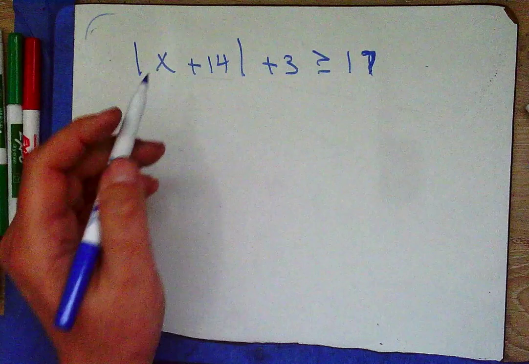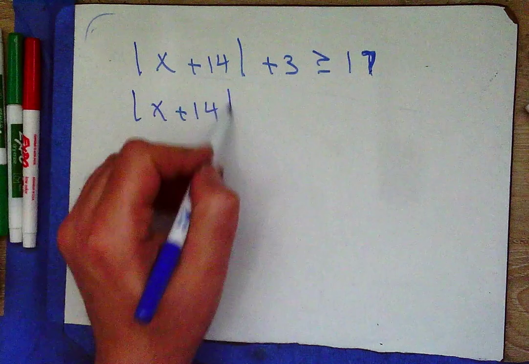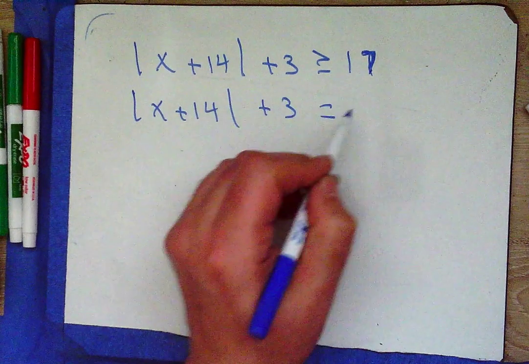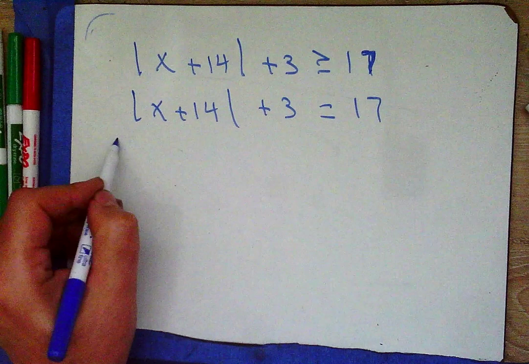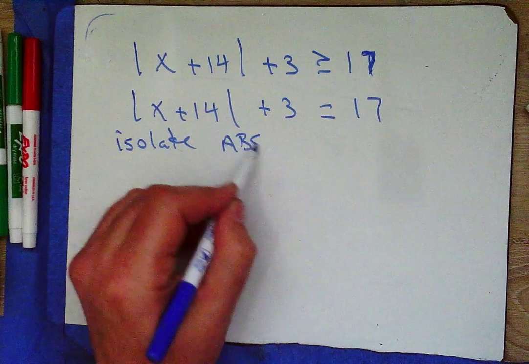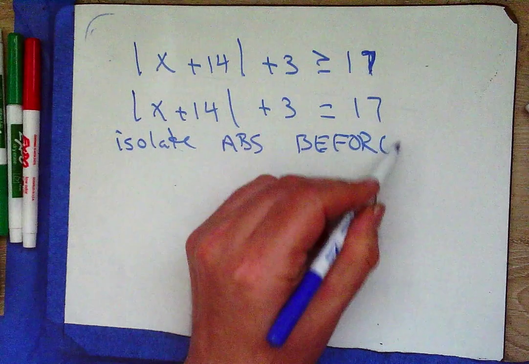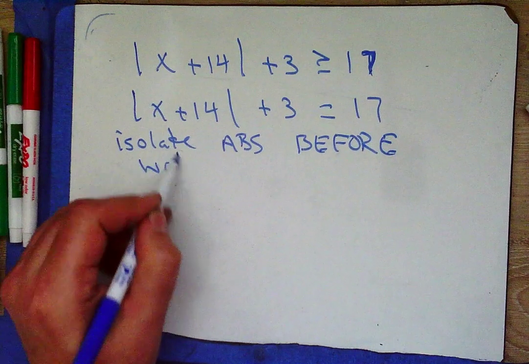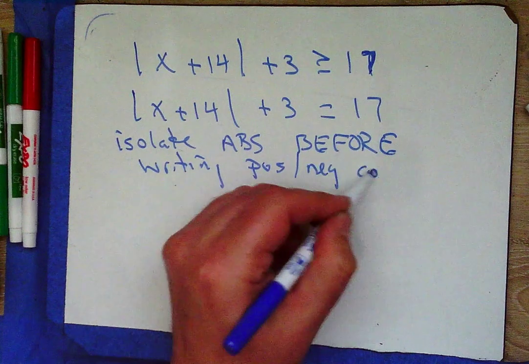Okay, welcome back. So, I'm supposed to turn this into an equal sign, and then many students forget that they need to isolate the absolute value before writing the positive and negative components.